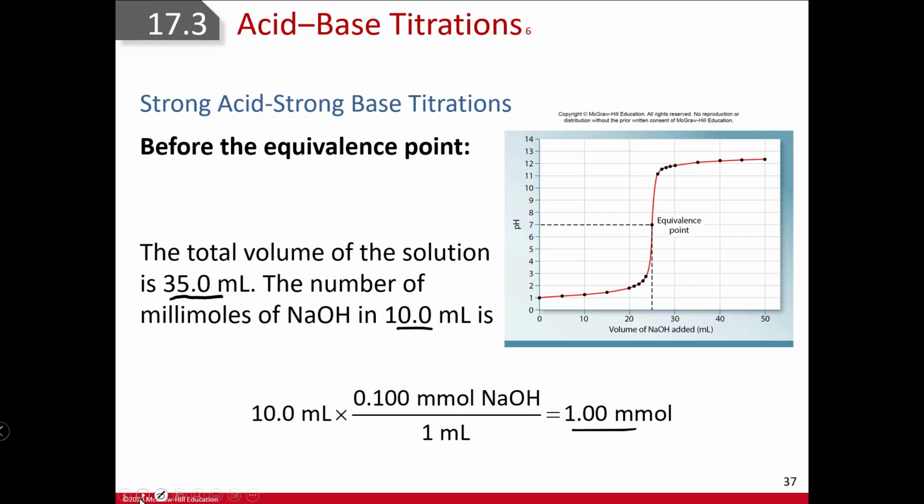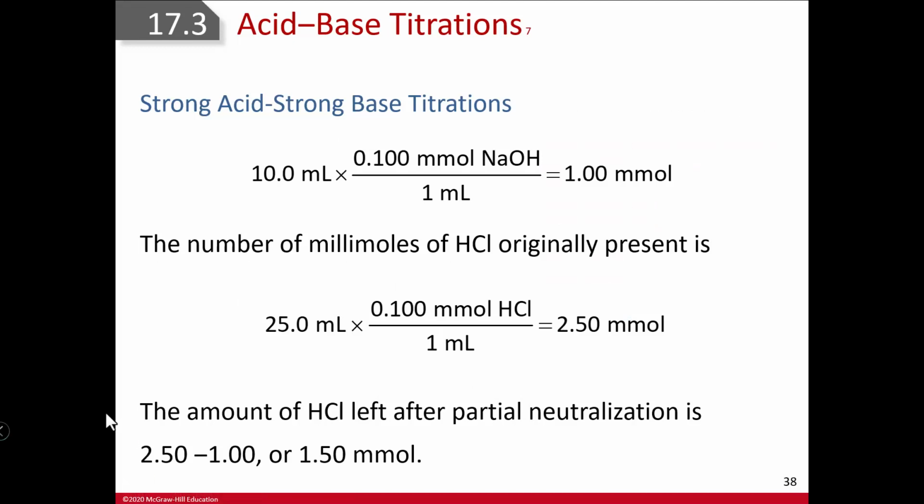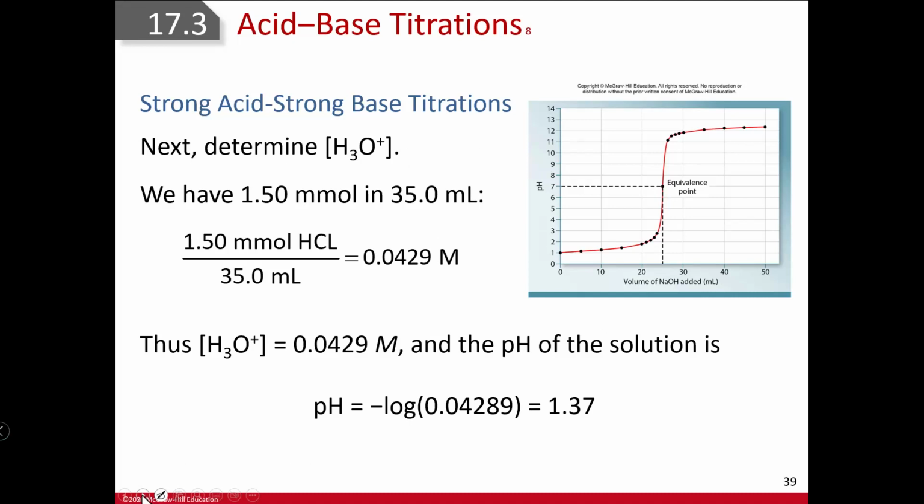All right, so we've done that. And then the original amount of hydrochloric acid, we did that, is 2.50 millimoles. So what we have left, this is just showing what I've been talking about, is 1.50 millimoles of hydrochloric acid left. And if we divide that 1.5 millimoles by 35 milliliters, that will tell us the concentration of the hydrochloric acid. And since hydrochloric acid is a strong acid, then we can calculate the pH. And so, again, this is the concentration of the hydrochloric acid.